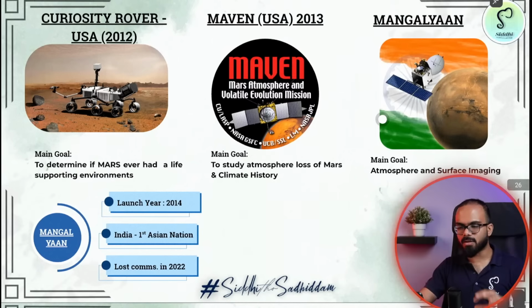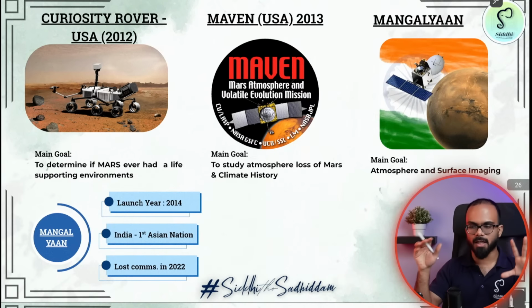Right? So these are about the telescopes. There are three telescopes that I spoke about. One is Hubble, second is James Webb, and the future one is Nancy. Now we will look at various Mars missions.